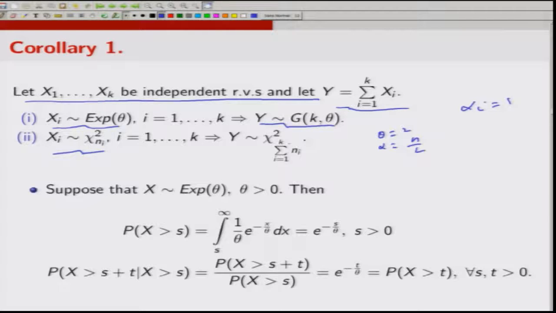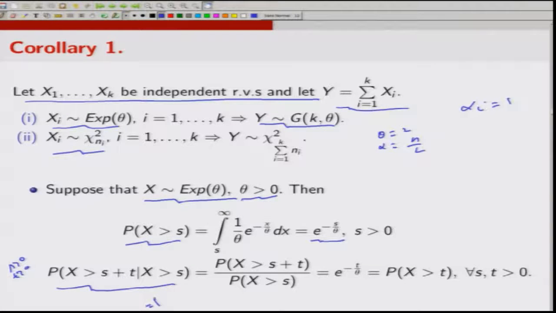Now, let us try to see an interpretation of the exponential distribution. Suppose X has exponential theta, where theta is positive. Then let us see what is the probability X greater than s. Probability X greater than s is the integral from s to infinity of 1 by theta e to the power minus x by theta. Since s is positive, if you integrate it, you get e to the power minus s by theta. So, for exponential distribution, probability that X is greater than s is e to the power minus s by theta. Let us consider, for s positive and t positive, what is the probability that X is greater than s plus t given X greater than s.